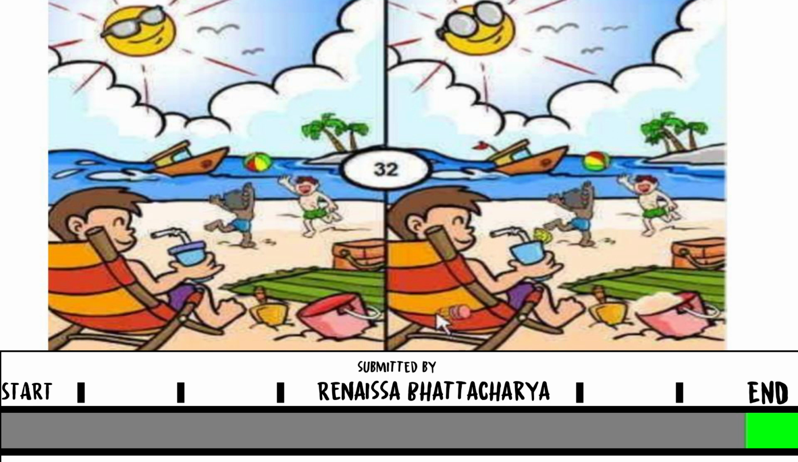Next difference is that in the left image there are only two birds in the sky, whereas in the right image there are three birds together in the sky. These were all the differences I could spot, and this was my assignment. Thank you, sir. Thank you, ma'am.